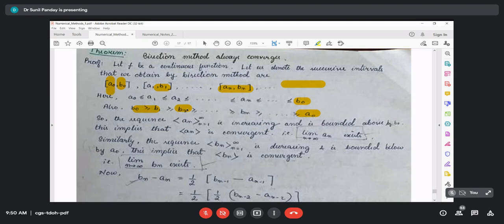So we have this sequence of a's and a sequence of b's. The sequence of a's is increasing but bounded above by b0, and the sequence of b's is decreasing but bounded below by a0. If you remember the definition of a sequence from your first semester, there is a theorem that if you have a sequence of increasing numbers and it is bounded above, then the sequence is convergent.